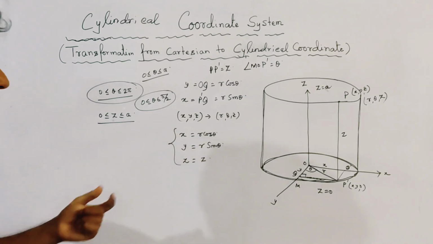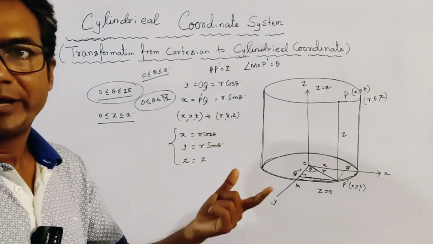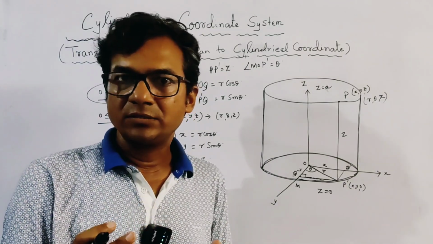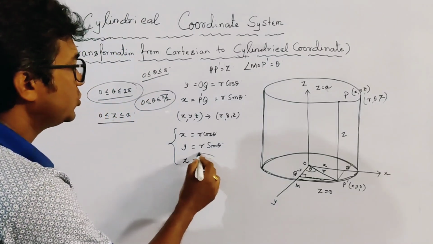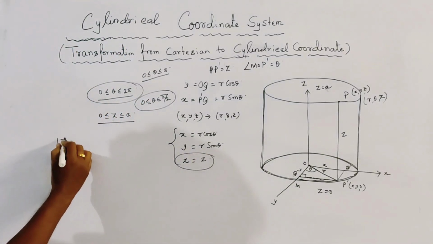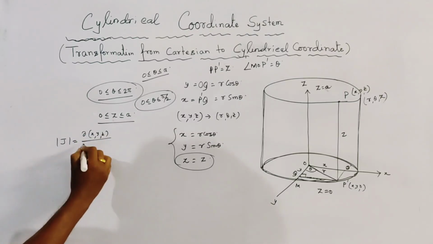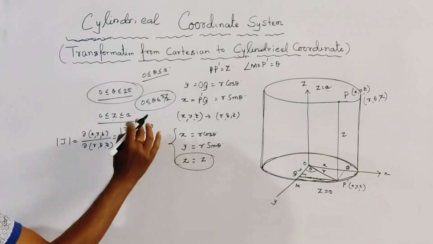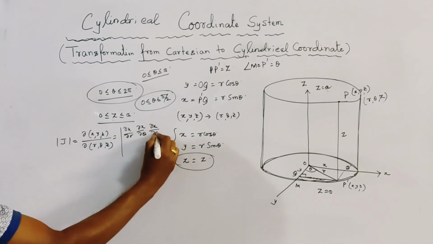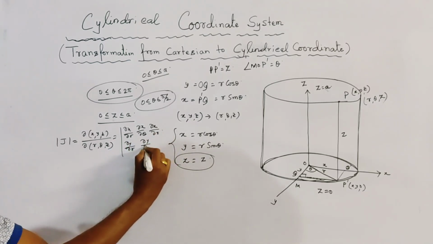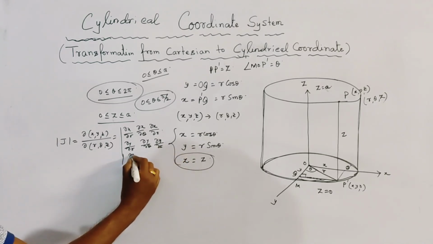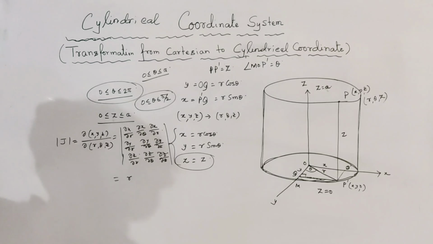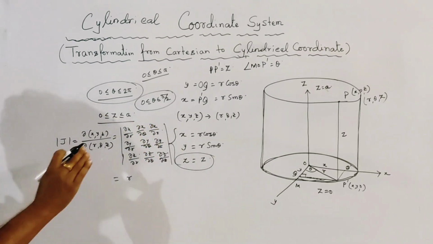Now when we transfer from Cartesian to cylindrical, we must find the Jacobian of this transformation. It is clear that the Jacobian is the same as for the Cartesian to polar transformation, because here there is no change in z. So the Jacobian is del(x, y, z) by del(r, theta, z), which is the determinant with entries del x by del r, del x by del theta, del x by del z, similarly del y by del r, del y by del theta, del y by del z, and del z by del r, del z by del theta, del z by del z. If we put in the values of all the partial derivatives, we get the value of the determinant as r.